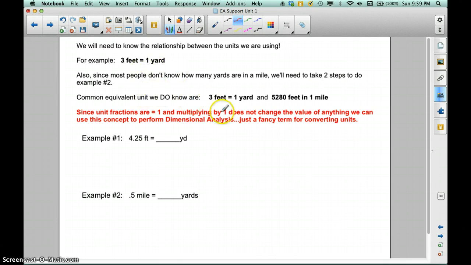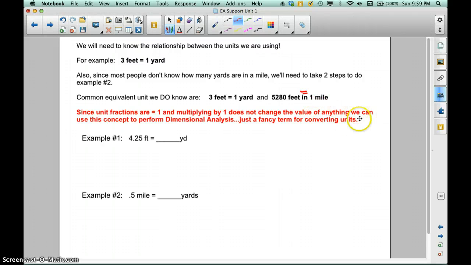Some common equivalent units we do know. Besides 3 feet is equal to 1 yard, I know that 5,280 feet is in 1 mile, or equal to 1 mile. And so we're going to use that. And if that's a number you don't know, it's a very common one, and you should memorize that conversion.